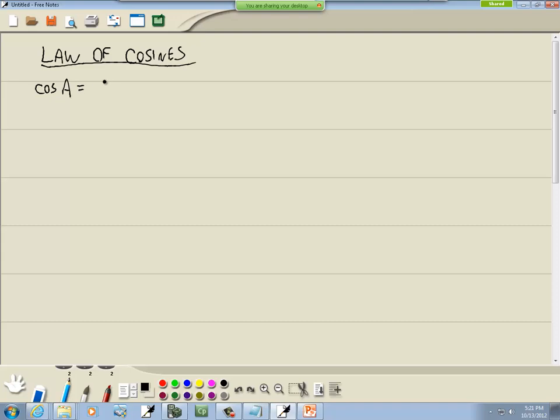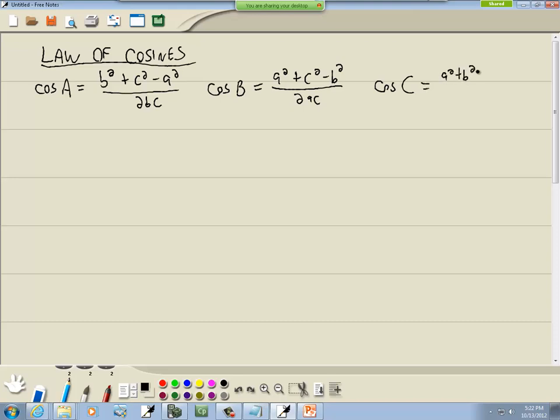Cosine of angle A is equal to b squared plus c squared minus a squared over 2bc. These are our sides, little b and little c. We have cosine of B is equal to a squared plus c squared minus b squared over 2ac. And cosine of angle C is equal to a squared plus b squared minus c squared over 2ab.